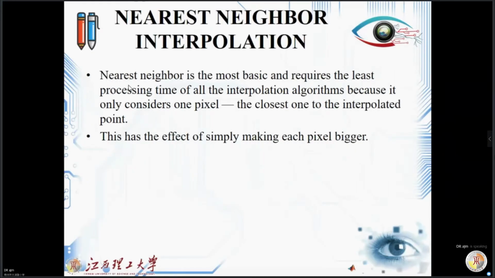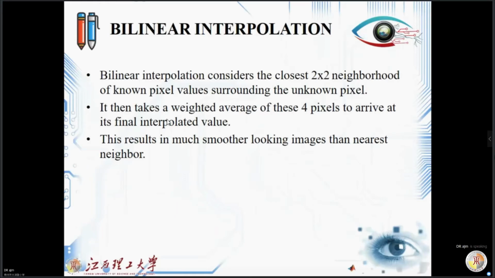Then, if we want to review, nearest neighbor interpolation is the most basic and requires the least processing time of all the interpolation algorithms because it only considers one pixel, the closest one to the interpolated point. And this has the effect of simply making each pixel bigger. Bilinear interpolation will consider the closest 2 by 2 neighborhood of known pixel values surrounding. It then takes the weighted average of these 4 pixels, up, down, right, and left, to arrive at its final interpolation value. And the result is a much smoother looking image than nearest neighbors.